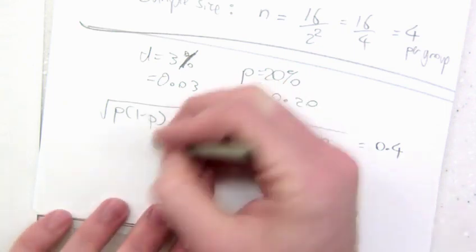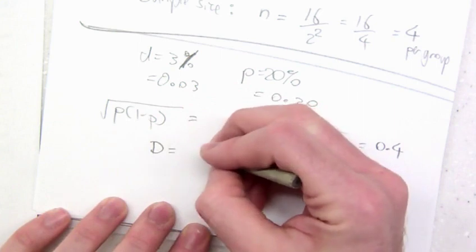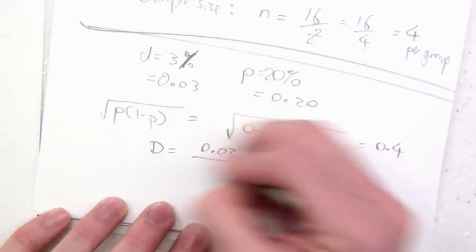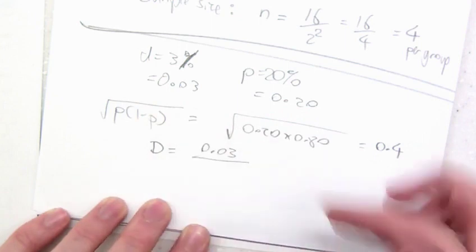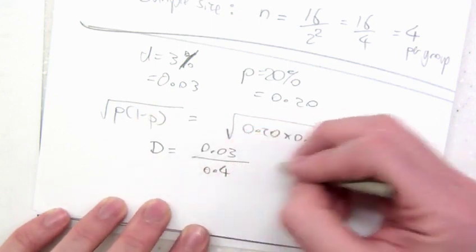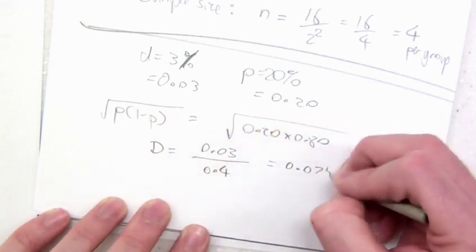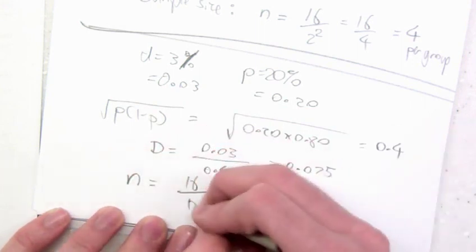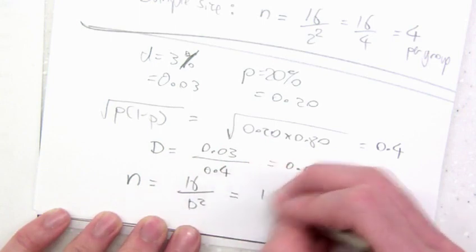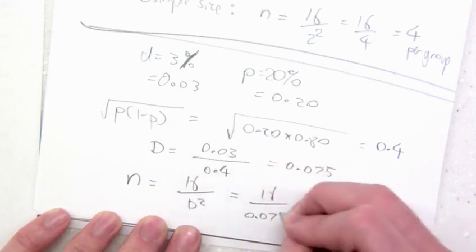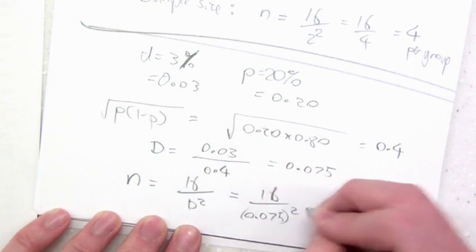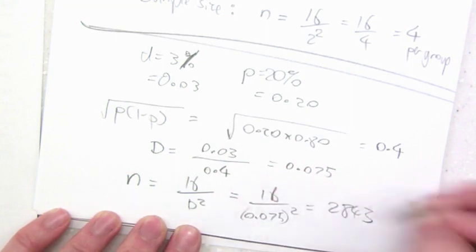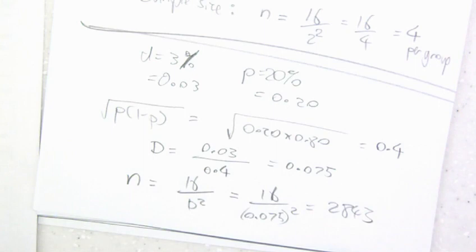And then the standardized difference is the difference that I was looking for divided by this square-root thing. And that comes to 0.075. So the sample size will be 16 divided by d squared, which in this case comes out as 2,843 per group. Sweet. It's really hard to find differences that are small when you're doing percentages.